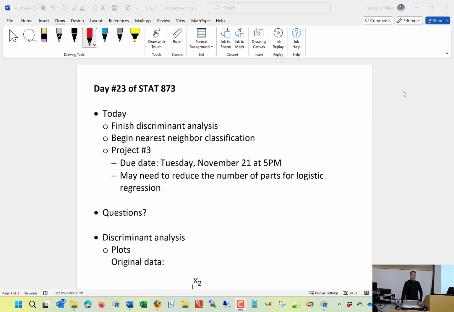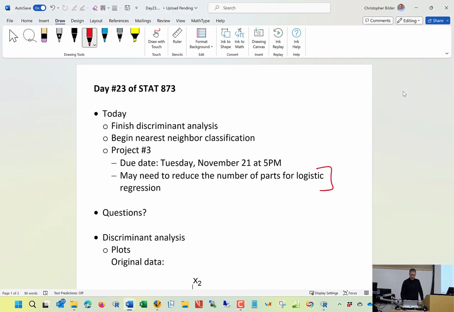So today we will finish up discriminant analysis. We will start the next subsection, nearest neighbor classification. Reminder that project number 3 is due on Tuesday, November 21st at 5 p.m. We'll talk about that a little bit later today as well.